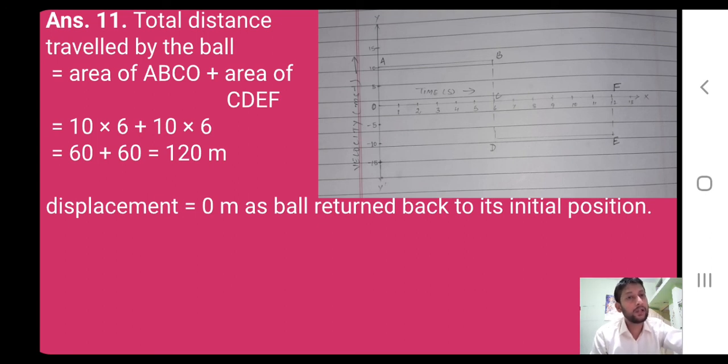So initially at 10, a line parallel to the time axis till 6 seconds, and from 6 to 12 it will be parallel to the time axis but on the negative side. So total distance traveled in this case will be the area of triangle ABCO plus the area of rectangle CDEF, which is equal to 10 into 6 plus 10 into 6, which is equal to 60 plus 60 equal to 120 meter. Displacement is equal to 0 meter, since the ball has returned to its initial position, so there is no displacement in this case.